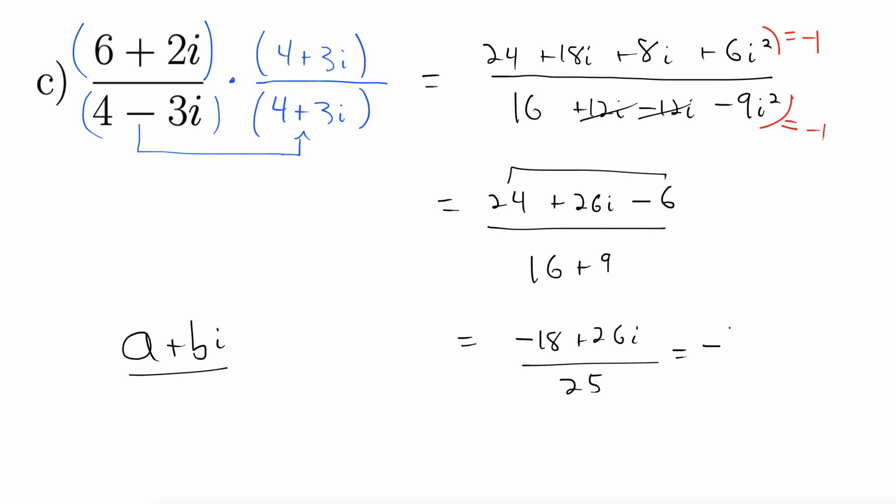So let's break it up so it matches that form. So -18/25 plus 26/25 i. And there we have it. We're in a nice a plus bi form. Give it a quick check to make sure nothing simplifies, but nothing does, so we are good to go.